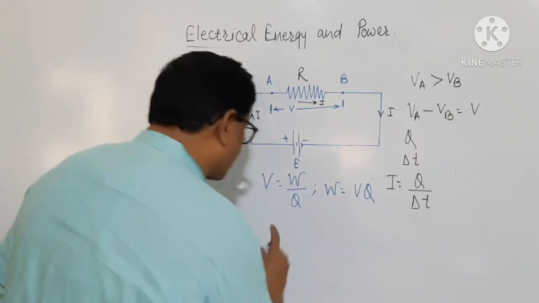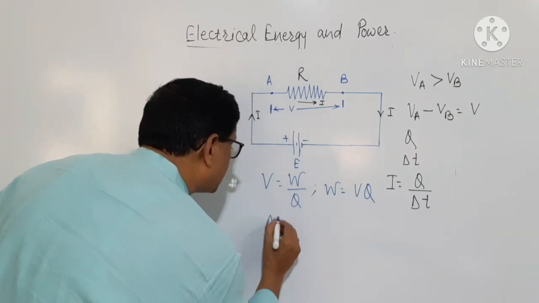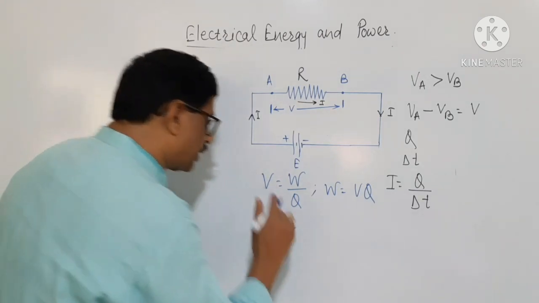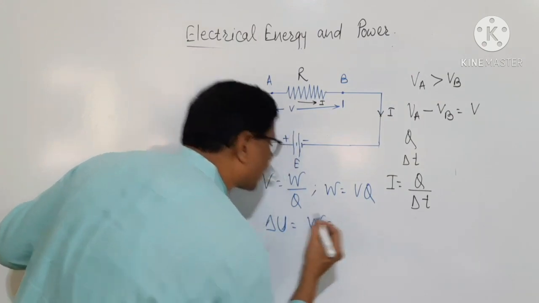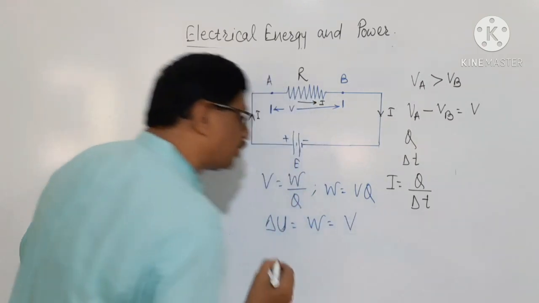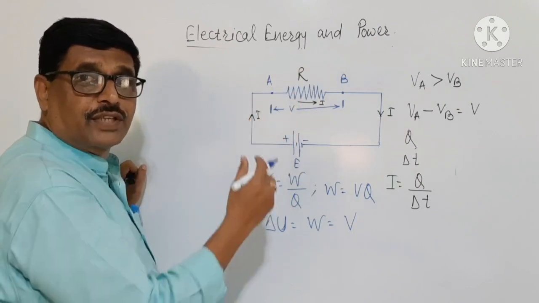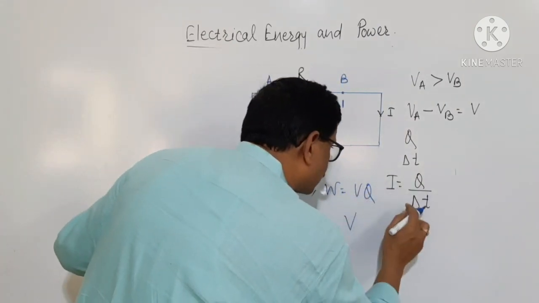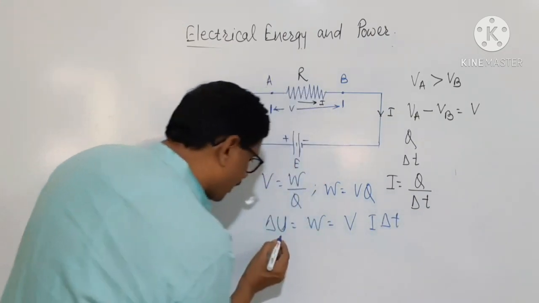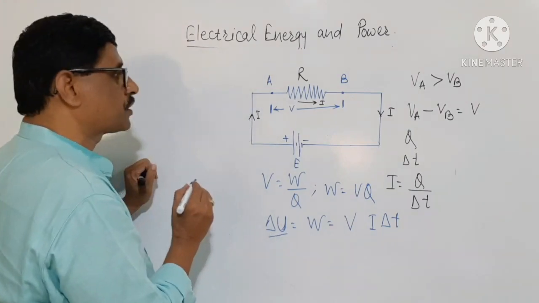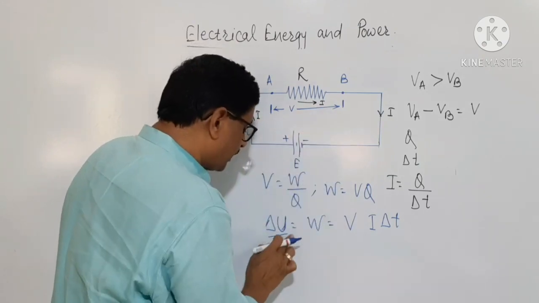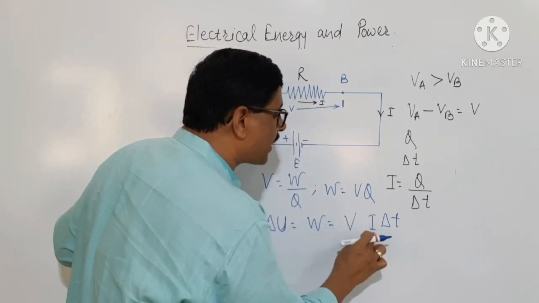Therefore, the decrease of potential energy, I will write it as delta U. It's a decrease of potential energy. This decrease of potential energy is the amount of work done. This amount of work done is equal to the potential difference between the 2 points and the amount of charge flowing through it. And the amount of charge flowing through it, Q, is equal to I into delta T. Therefore, the decrease of potential energy whenever charge flows from A to B, delta U, is equal to V into I into delta T.